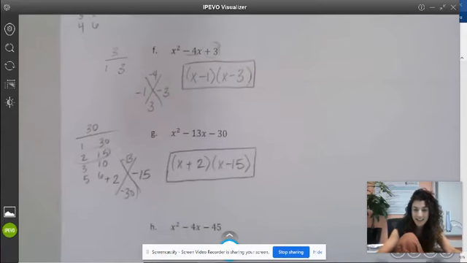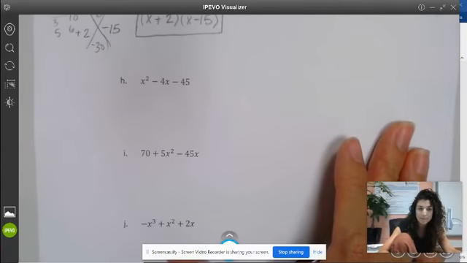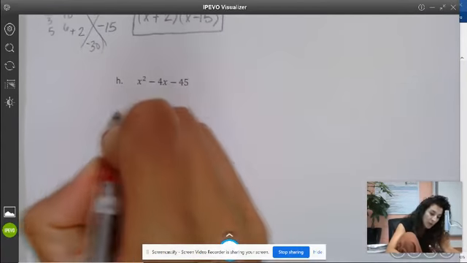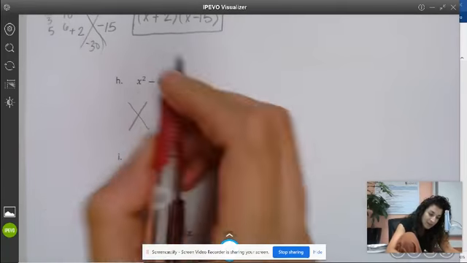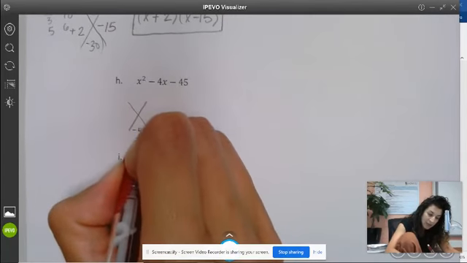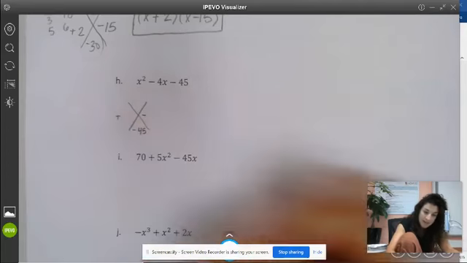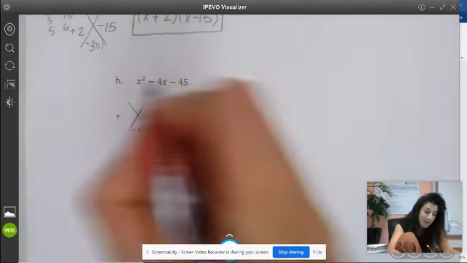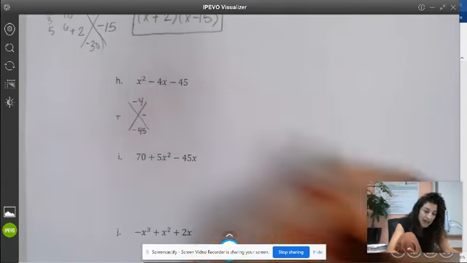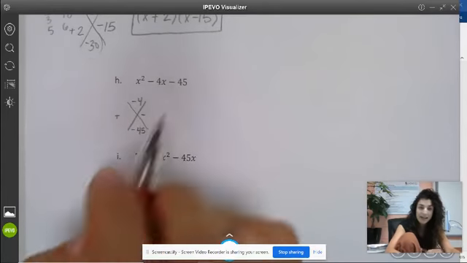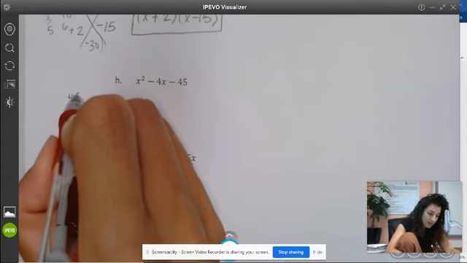All right, next practice problem. We want two numbers that multiply to -45. So we know one of them has to be positive and one of them has to be negative. And we know they need to combine together as a difference to make -4.